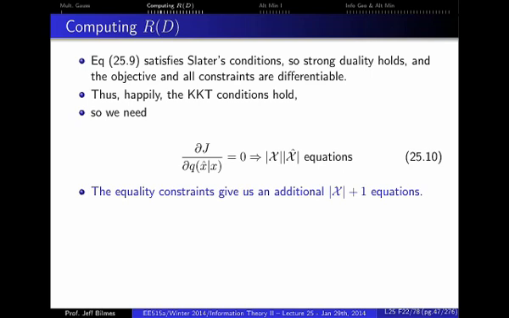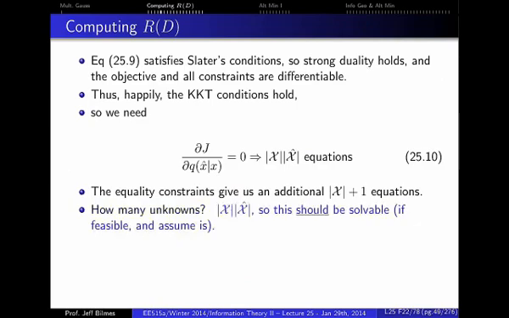How many equations and how many unknowns do we have? We have the unknowns associated with the matrix, which is q of x hat given x. We have the unknown lambda, the Lagrange multiplier associated with the distortion equality constraint. And we've got the Lagrange multipliers associated with each row of the matrix. So basically we need x times x hat plus x plus 1 equations, which we get by these things. So we have the same number of equations and unknowns. So this should say plus x plus 1.